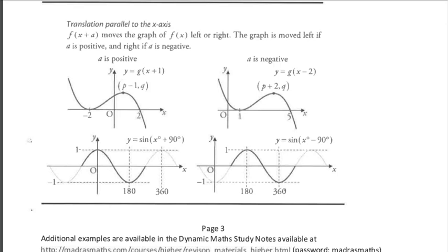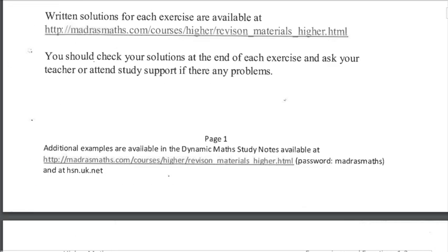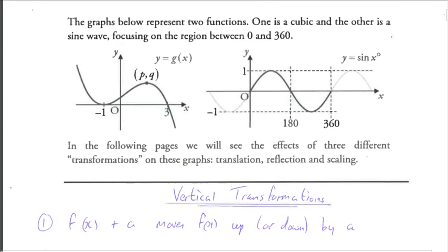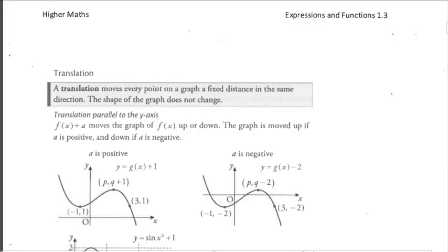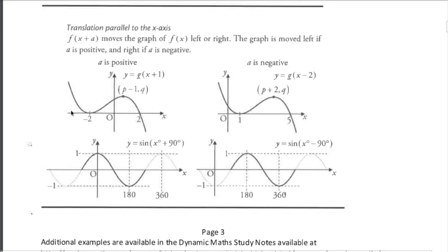And translations parallel to the x-axis. f(x + a) moves the graph of f(x) left or right. So here, g(x + 1) actually moves the graph 1 to the left. So originally, just scroll up again, the graph was crossing the x-axis at -1 and at 3. So g(x + 1) moves the whole graph 1 to the left. So instead of crossing at -1 and 3, it crosses at -2 and 2.